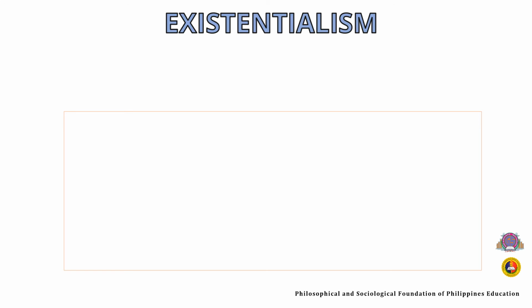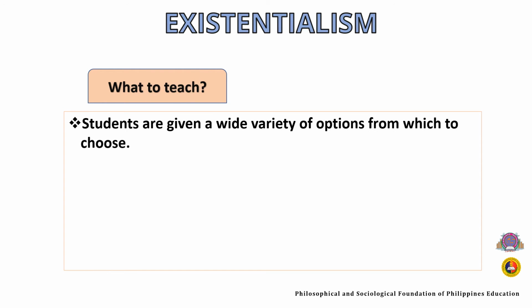What are to be taught in an existentialist classroom? Students are given a wide variety of options from which to choose. The teacher offers choices to the students. Humanities are given emphasis.